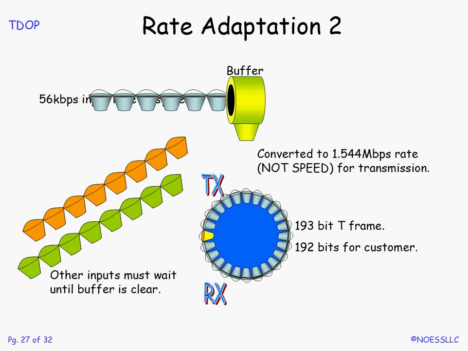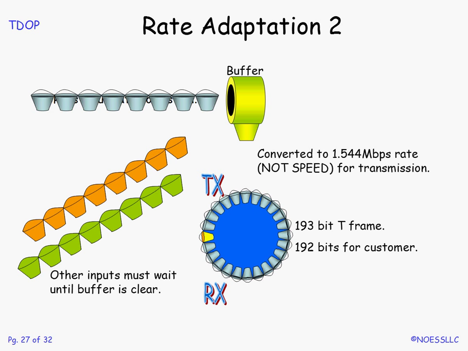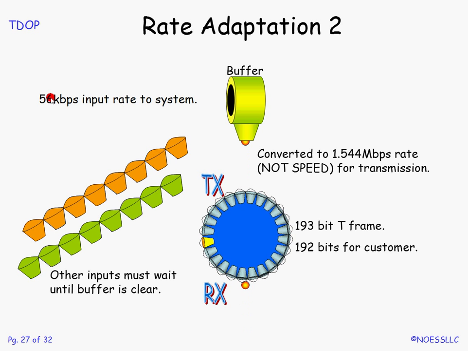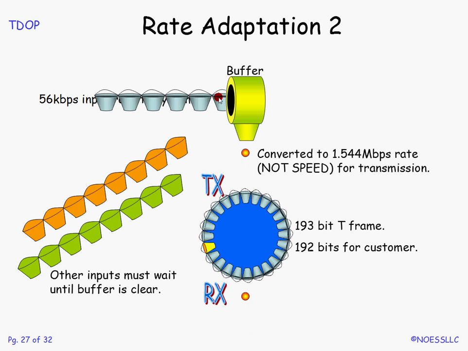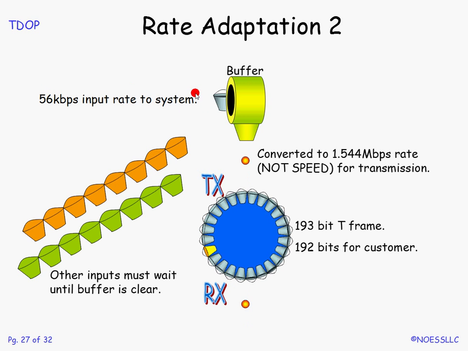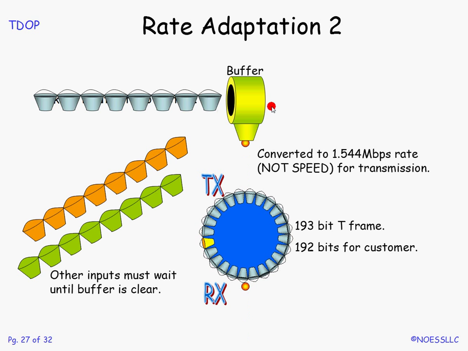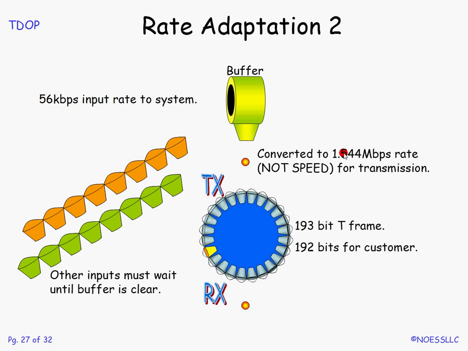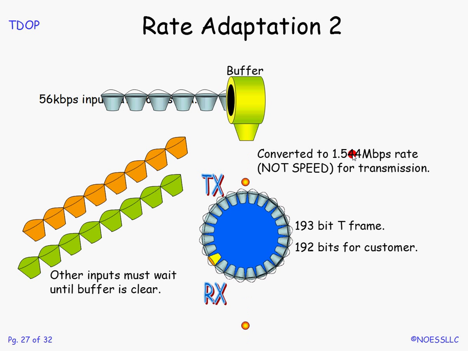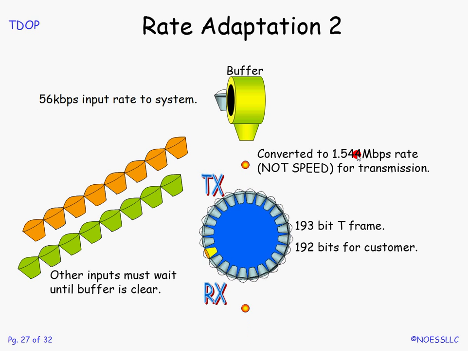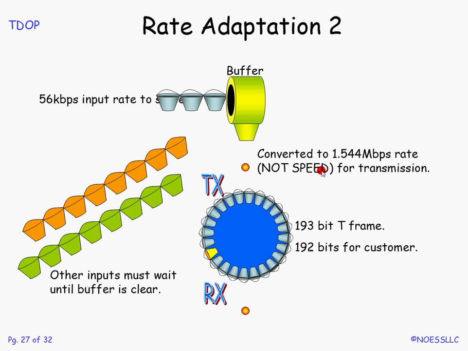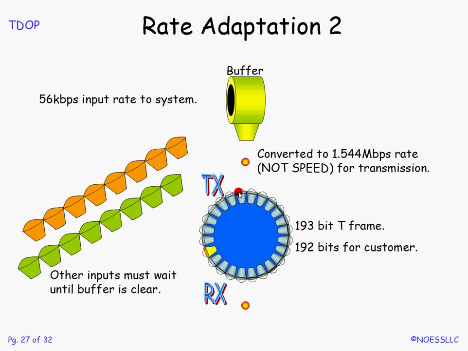Hard case. So here's a different way to look at it. Rate adaptation example number two. I've got a 56 kilobit input rate to a system. So I've got a bunch of bits coming into this buffer at 56 kilobits. But I have to convert that rate up to 1.544 megabits, because that's the rate, not the speed, for the T-type carrier transmission.